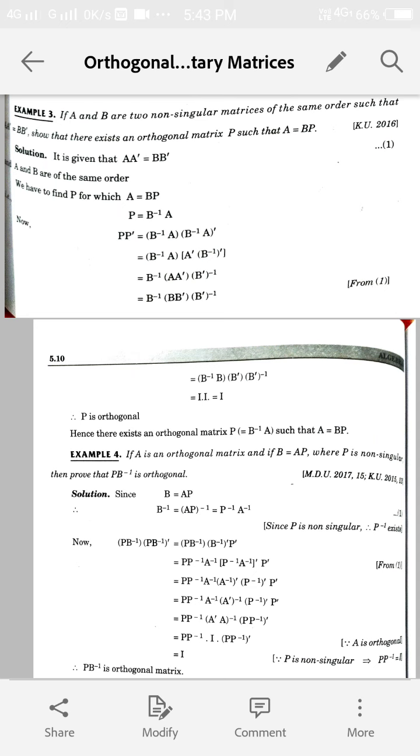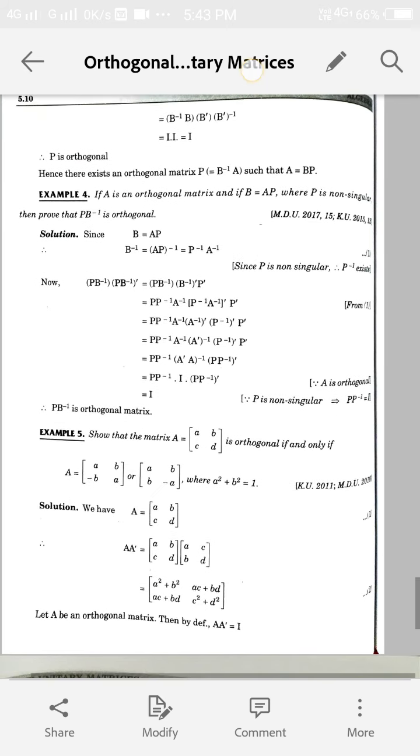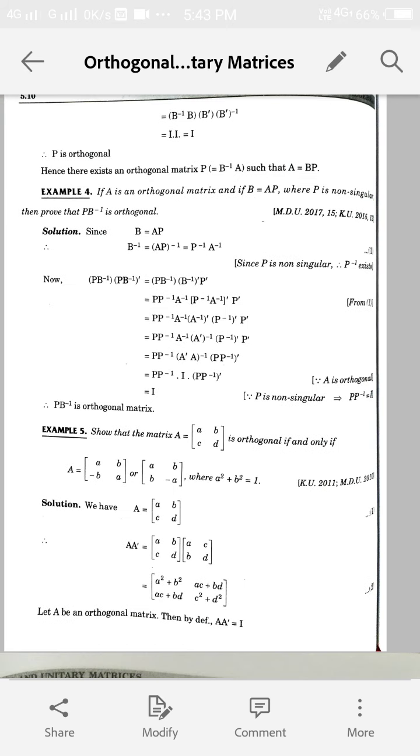And from here we can say that P is orthogonal, and what it satisfies, A is equal to B into P. Now what is the next result? If A is an orthogonal matrix and if B is equal to AP, where P is non-singular, then prove that P into B inverse will be orthogonal.